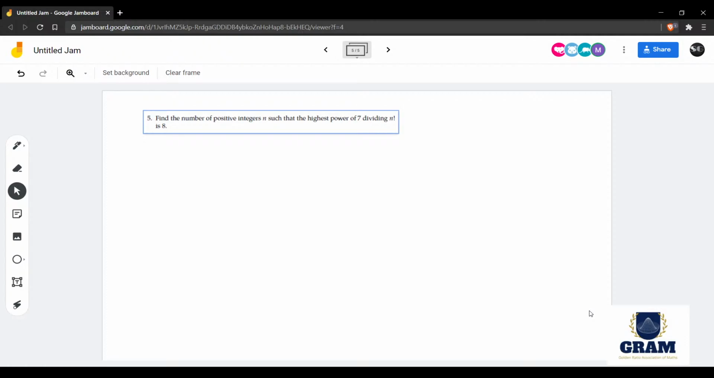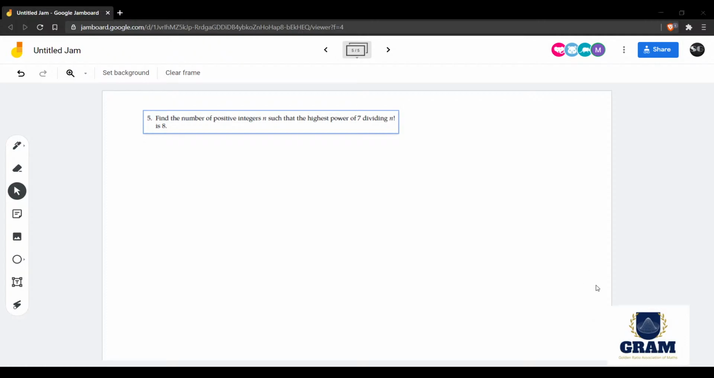Okay, so problem 5 is based on the Legendre symbol, that is, the n factorial by p to the power k thing. This is actually easy. You just need to go and bash this problem. There's nothing in this problem.